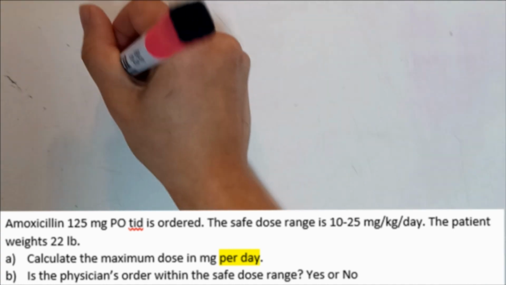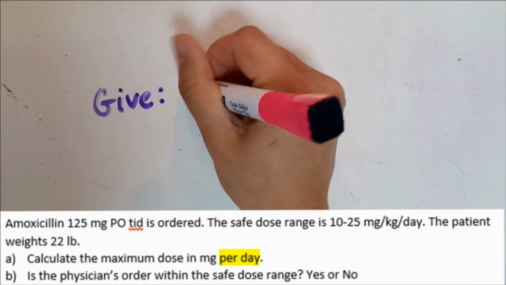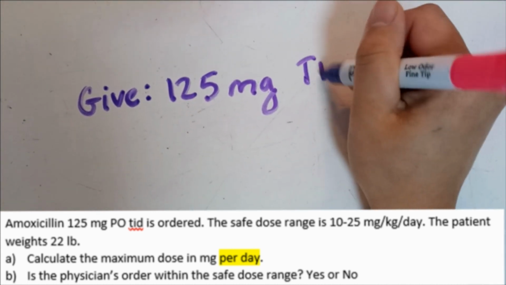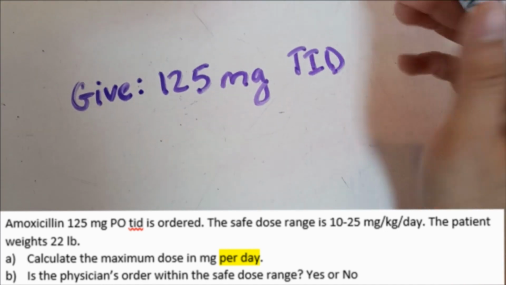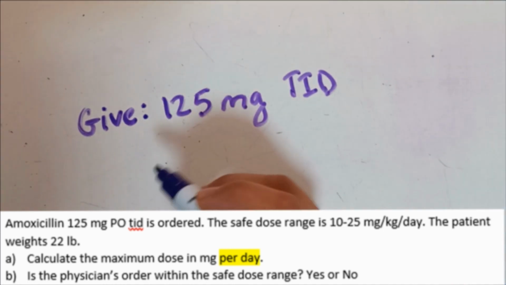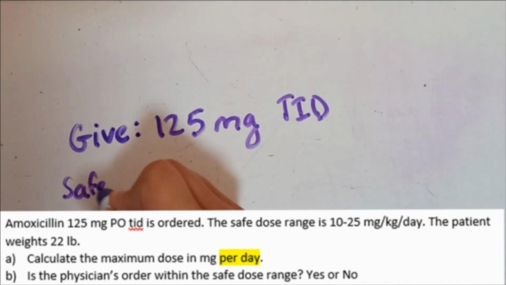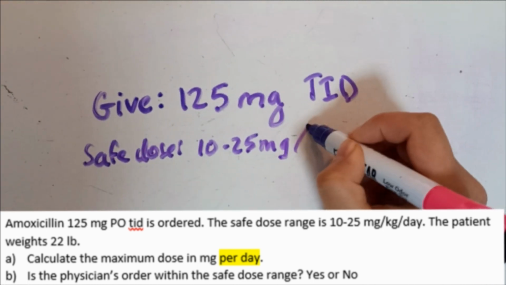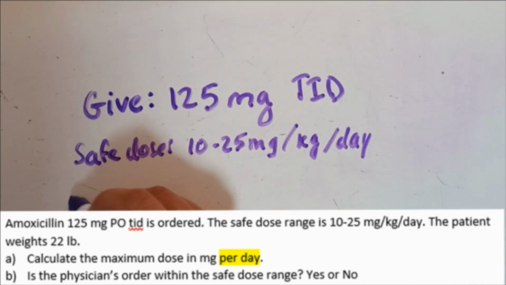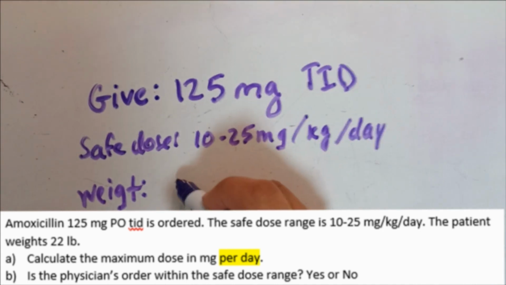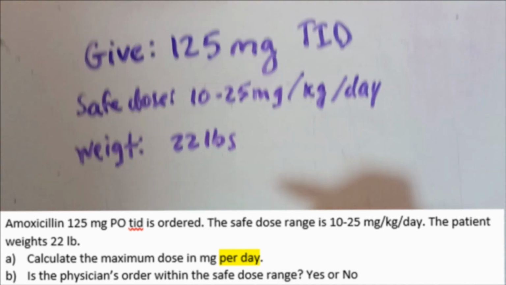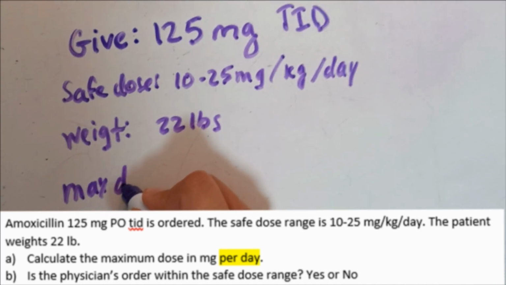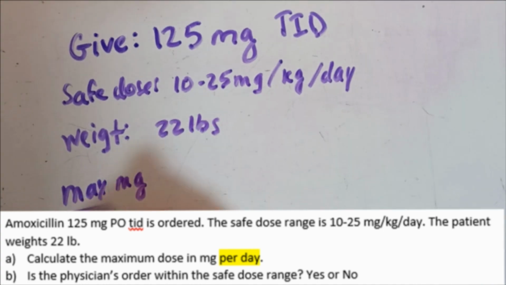Okay, so it says we have to give, I always write these out so that I don't miss anything. Okay, milligrams. We'll see if TID is important. It might be. It says per day, so maybe it's not important, but we'll see. And then the safe dose is 10 to 25 milligrams per kilogram per day. The patient's weight is 22 pounds. We have to convert this to kilograms. And they're asking the max dose in milligrams, max milligrams per day.